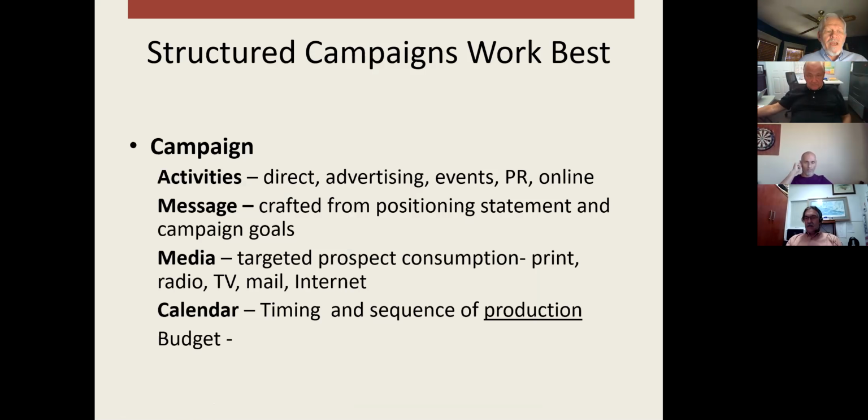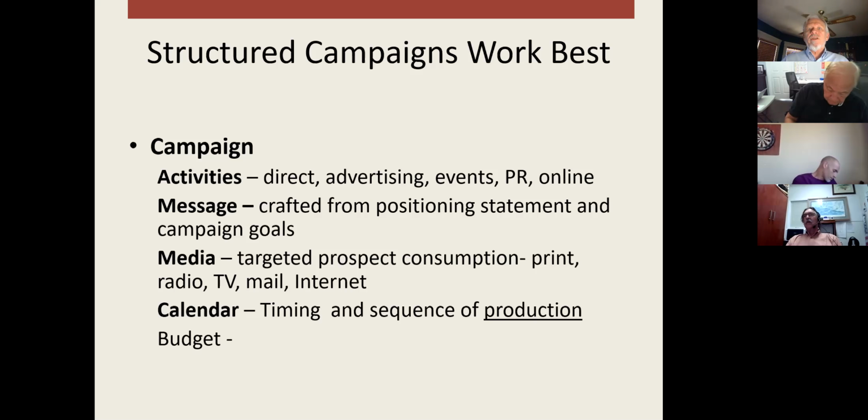And this is what I've discovered over 30 years of doing it. Well, I used to do all the wrong things for my company. So I've been messing with this for 45 years, 50 years. First, in your campaign, you're going to have activities. You have to have a message. You have to select the media, and you have a calendar. The activities are direct marketing, mail, and advertising, events, PR, and of course online.